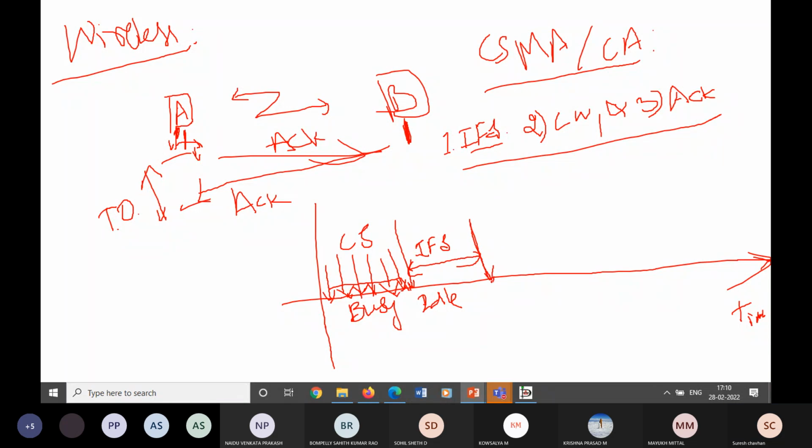Here it will sense, and if it again finds the medium idle, the station doesn't suddenly transmit the data or the frame. Here it will use the binary exponential backoff strategy, or what we can say is a contention window. I will tell you each and everything: what this contention window is and what the binary exponential backoff strategy is.